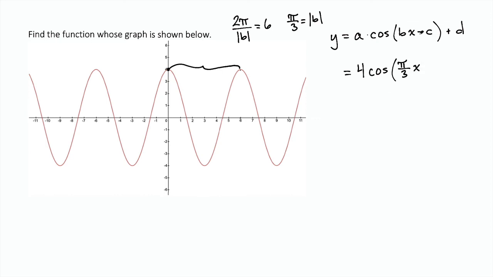And then to get c, we use our phase shift. Now the phase shift is the x-coordinate of our starting point. So here at the peak, that is at x equals 0. And so c over b, the phase shift, is 0, which tells us that c is equal to 0. And then d is the midline, and our midline here is on the axis at y equals 0. So d is 0 as well. And so here is our function that is graphed.